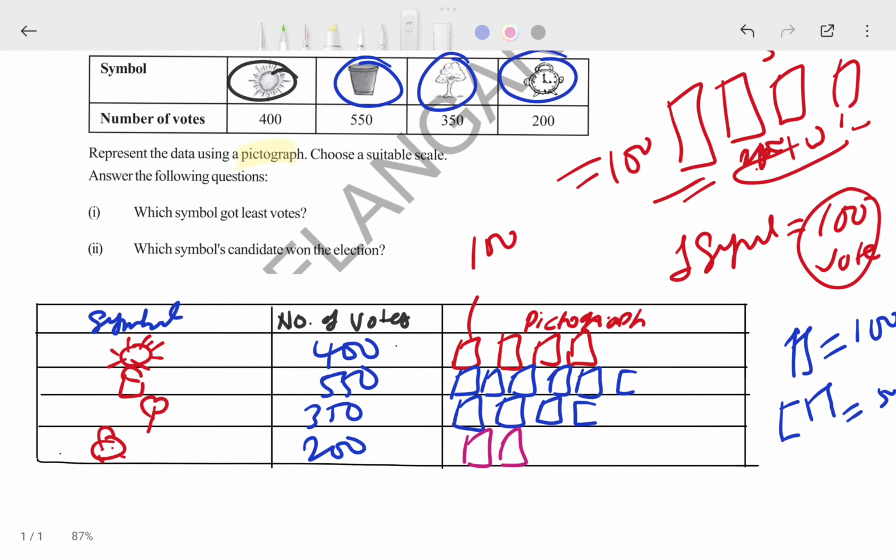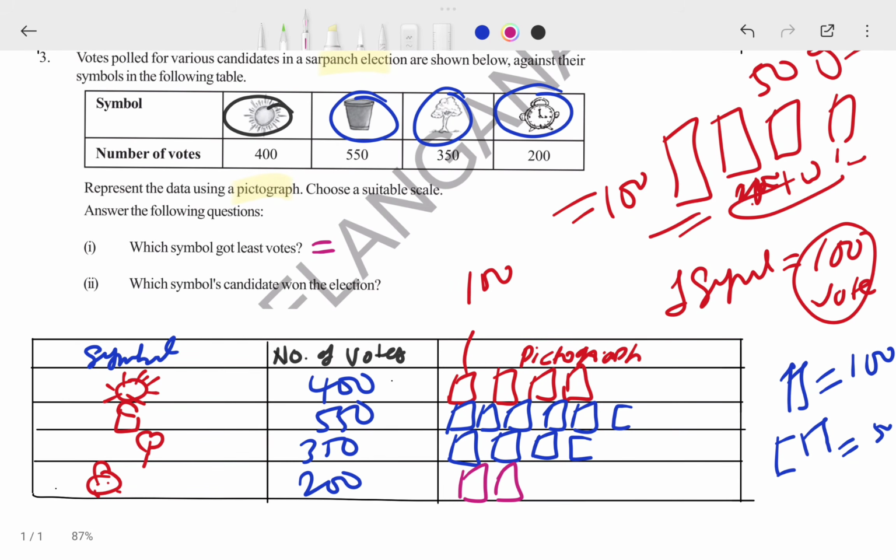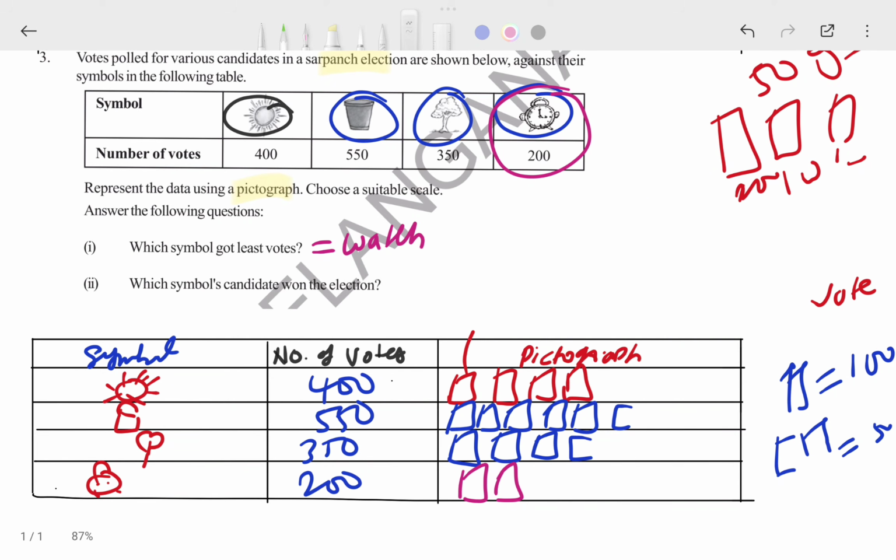So now let's talk about the answer. The question is telling which symbol got least vote. Least vote means which person is getting very low vote. So if you see this option D, the watch, you can write the watch symbol gets least vote. Least means very, very less vote. So this watch symbol gets 200 votes only, very less votes.